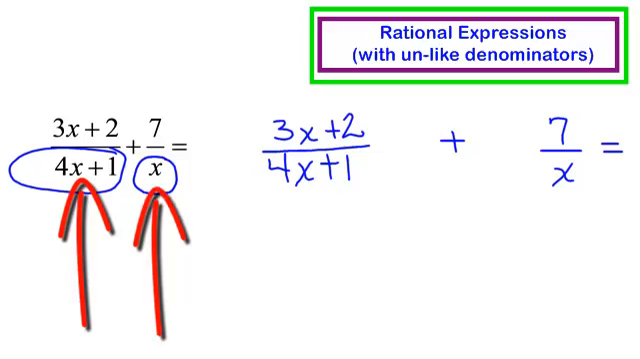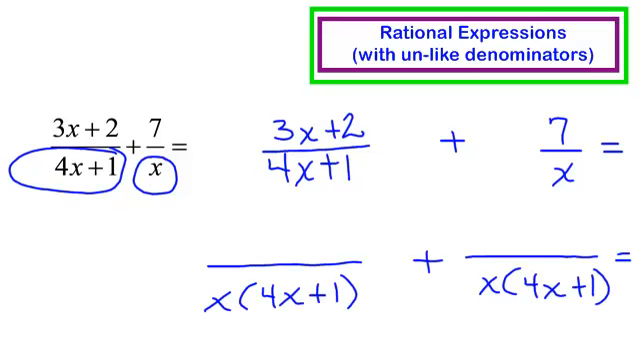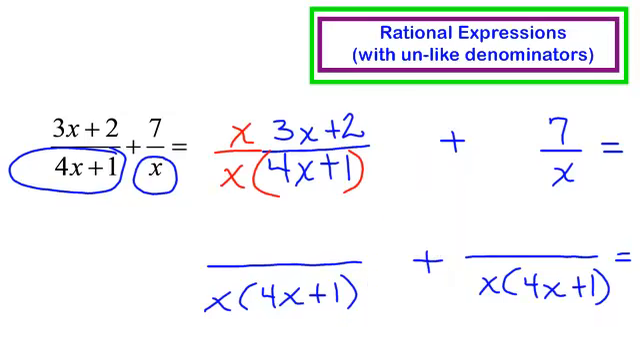Remember, this first x does not take care of this x. This is a binomial, 4x plus 1. This is x. So, my least common denominator needs both of them. That will be x times 4x plus 1. Let's carry on. What did I do to the denominator in this first fraction? I multiplied it times x. So, of course, we are going to multiply it just by 1, so we won't do anything illegal.